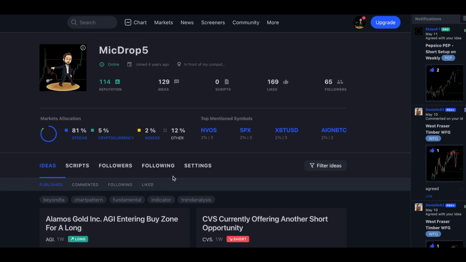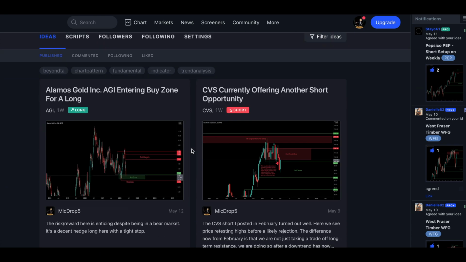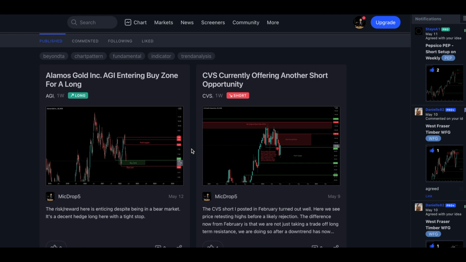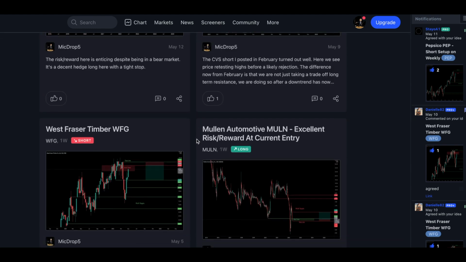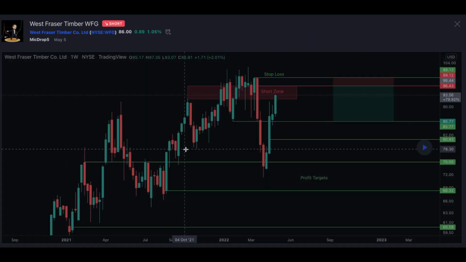I post all of my charts on TradingView, and we're going to look at the before and the after, the results of these setups, and I'll try to talk a little bit about price action as we do that. So these haven't really done much yet. We're going to jump into some of these that are playing out.